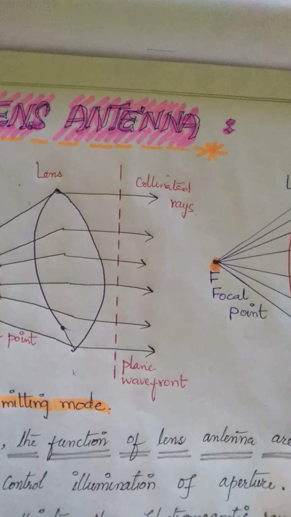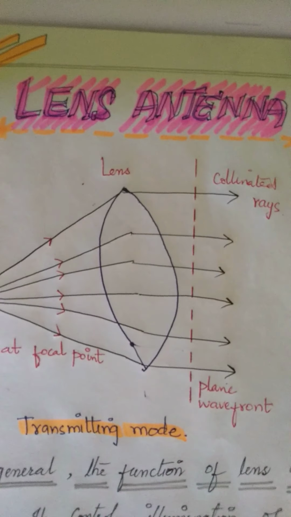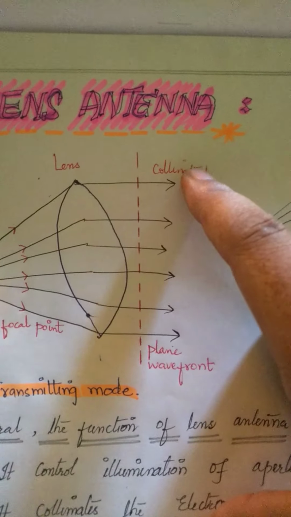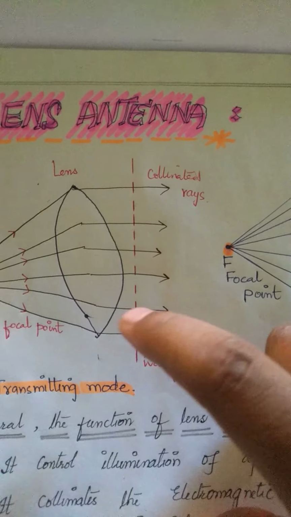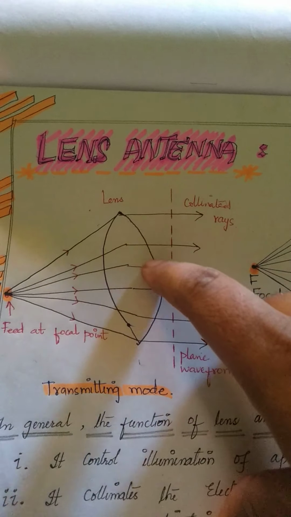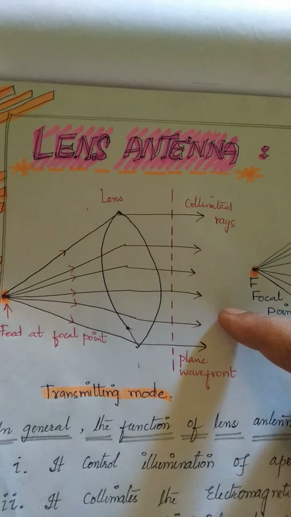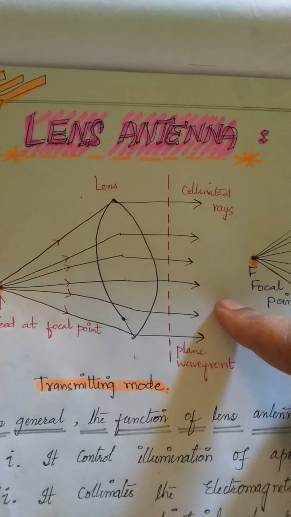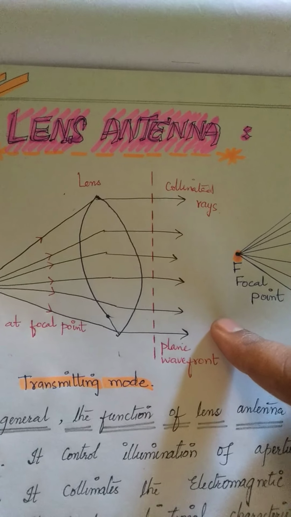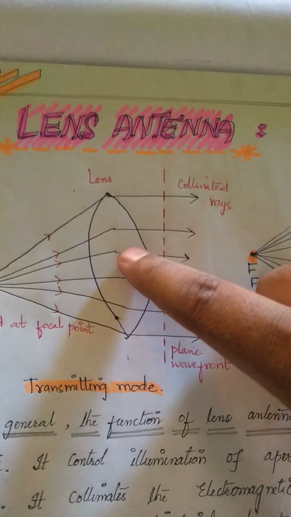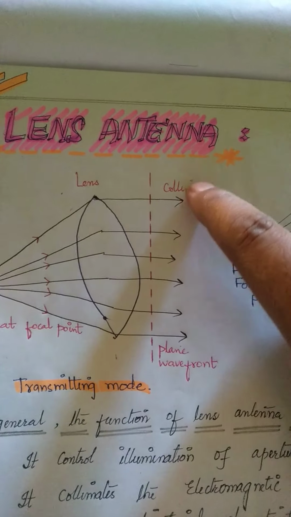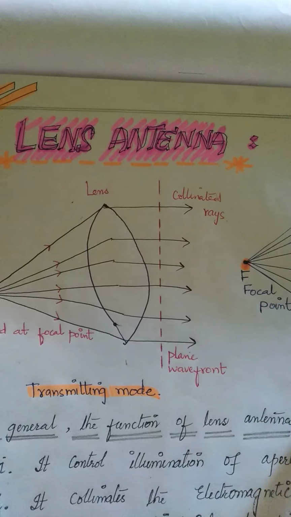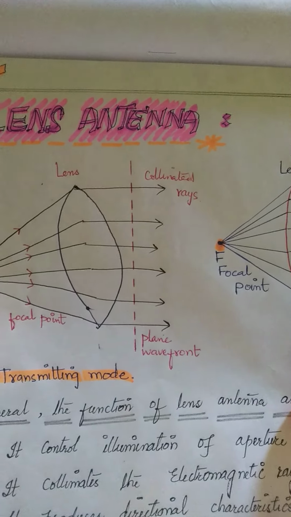What functions can this type of antenna perform? It can provide the illumination of the aperture. The collimated rays getting out from the focal point are controlled completely over the aperture length, and the antenna collimates the electromagnetic rays and provides directional characteristics. Meaning it sends the beam in one complete direction, and in receiving mode it completely converges.